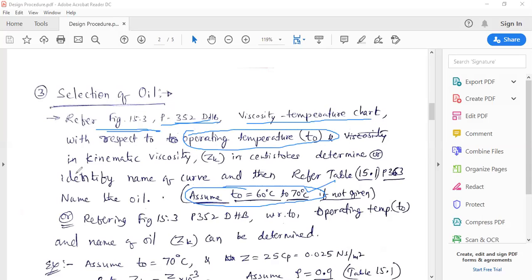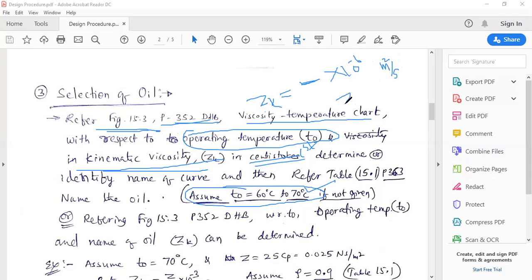And we have to note down the value of kinematic viscosity. Kinematic viscosity is in terms of centi-stokes, cSt. That centi-stokes is to be converted into meter square per second, so whatever value is noted is to be multiplied by 10 raised to minus 6 to get the value of Zk, the kinematic viscosity in meter square per second.